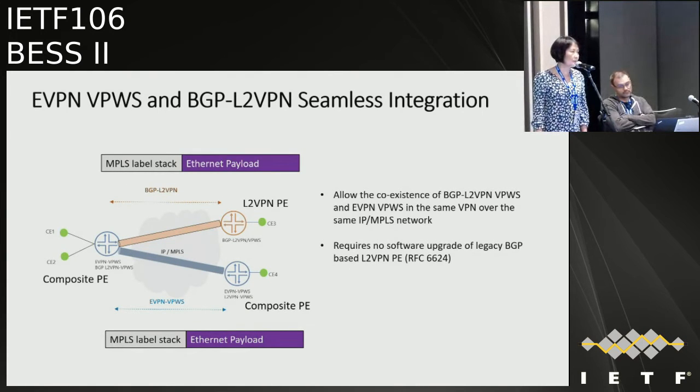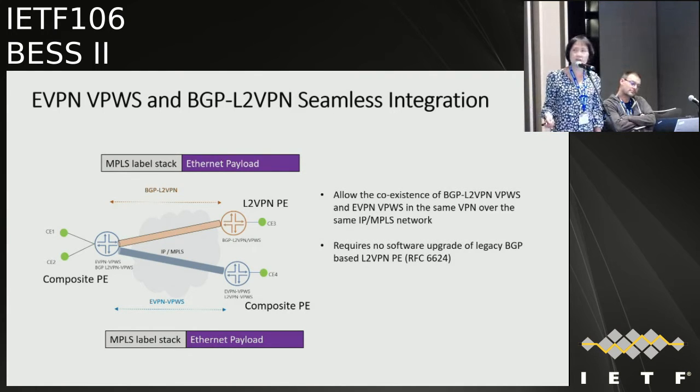BGP-based layer 2 VPN supports different types of payload. When we talk about seamless integration, the payload is an Ethernet frame. So I just want to make this clear: it's just for Ethernet payload.